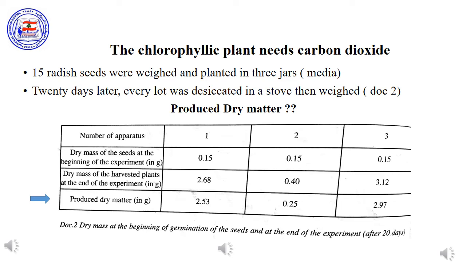After 20 days, every lot was desiccated in a stove, then weighed again. Look what happens. The dry mass increases in the 3 cases. However, it increases much more in case 1 and case 3. It increases very slightly, 0.40 in case 2, where carbon dioxide is absent. And if we want to calculate the produced dry mass, the produced dry matter, or the pure organic matter, I should bring the difference between the dry mass of the plants harvested at the end of the experiment to that at the beginning of the experiment.